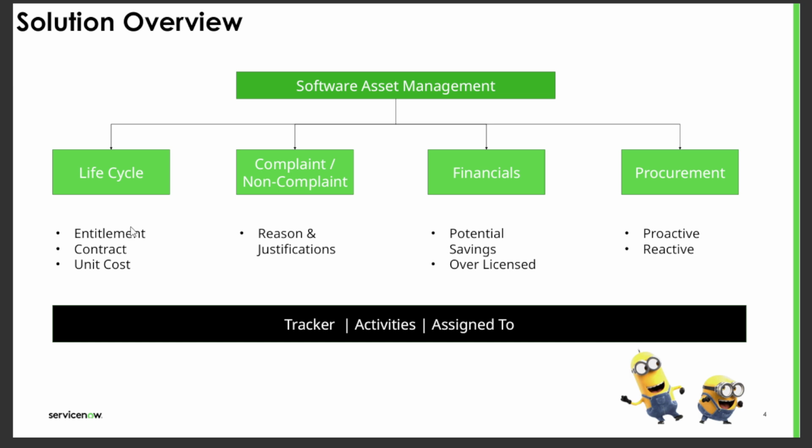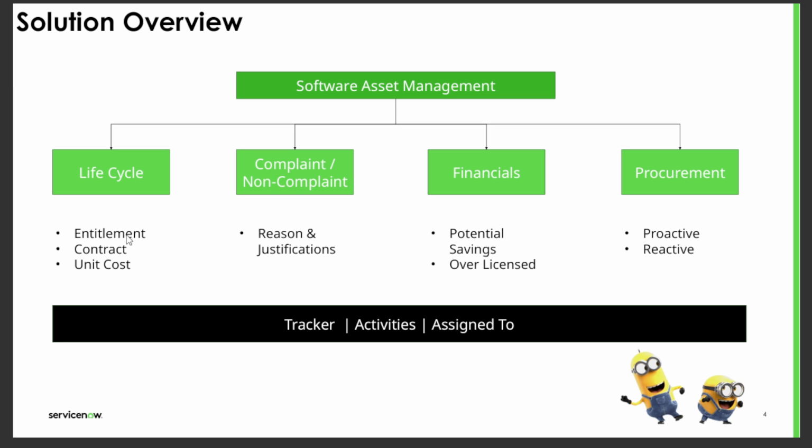Here the SAM life cycle specifically depends on the entitlement table. This entitlement table contains information about your software model, your software information, how many licenses you purchased, how many licenses are active, who the members of this license are, or what devices are members of this license. All this information can be tracked in the entitlement.